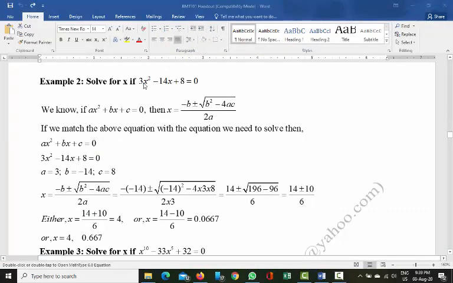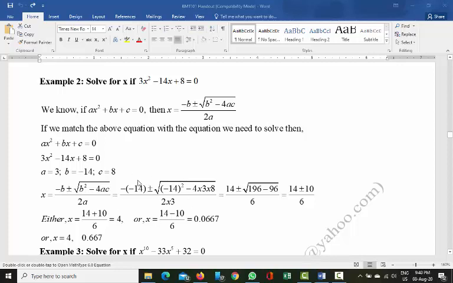So now let us solve question number 2. Here in this question we have 3x square minus 14x plus 8 is equal to 0. As I said before, the coefficient of the square term is a. So the value of a is 3, and the coefficient of the only variable without the power is b. So b is minus 14, and the remaining part is c. So c is plus 8.